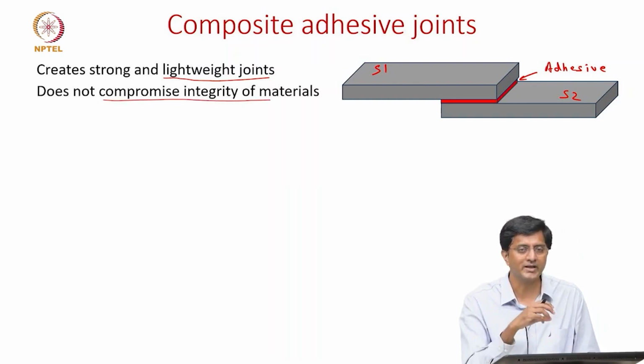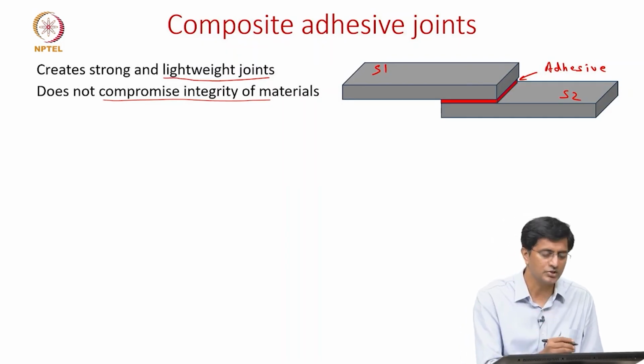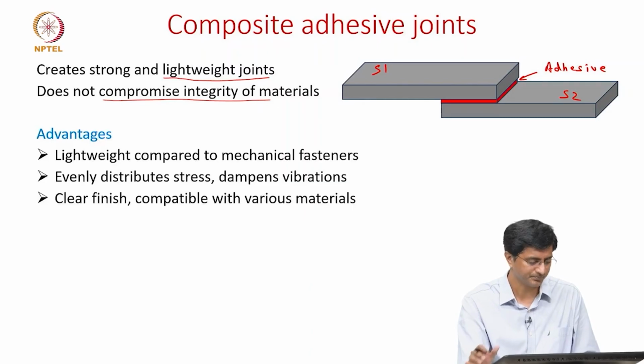So unlike mechanical joints where you need to drill a hole which compromises the integrity of the material locally, here there is no removal of the material or the drilling of the material which is required. So these are two primary features of adhesive joints which differentiate them from the mechanical joints. But now let's see what are the other advantages we get here.